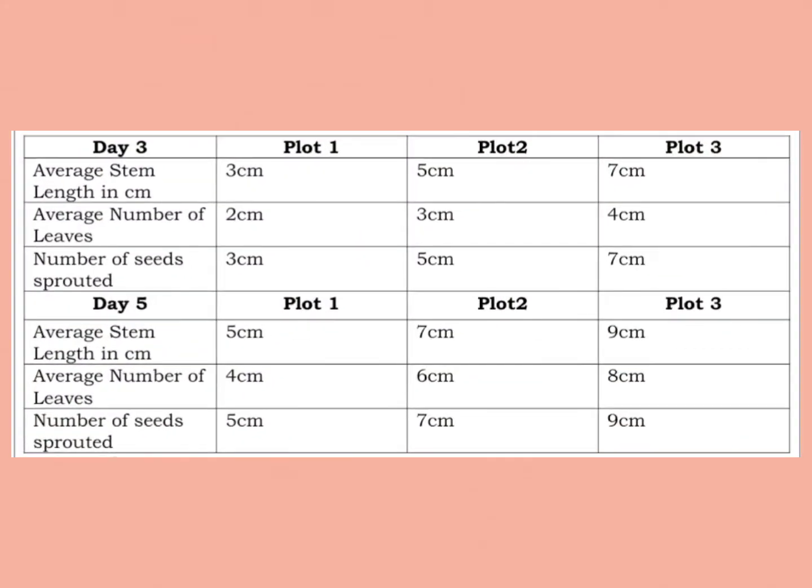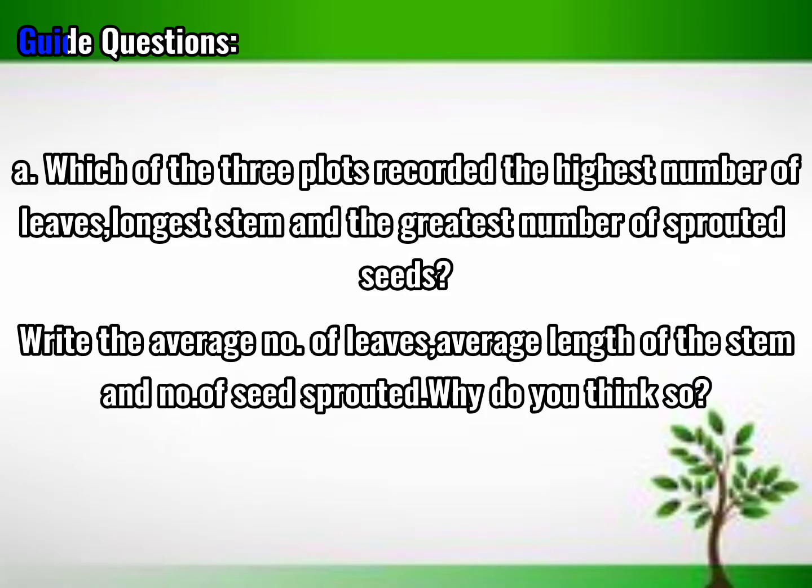In this table, we can see the average stem length in centimeters, average number of leaves, and number of seeds sprouted in plot number 1, number 2, and number 3 on day 3 and day 5. Questions. The first question is, which of the 3 plots recorded the highest number of leaves, longest stem, and the greatest number of sprouted seeds? Write the average number of leaves, average length of the stem, and number of seeds sprouted. Why do you think so?